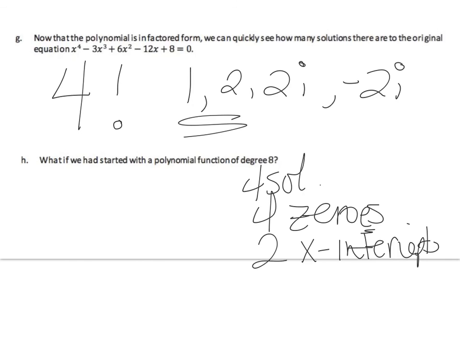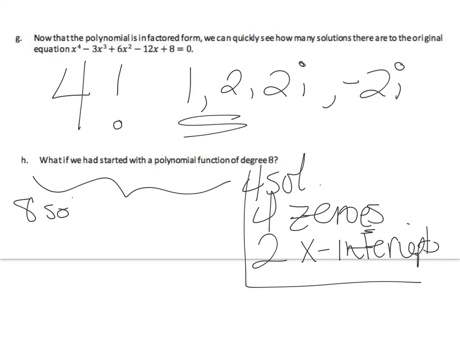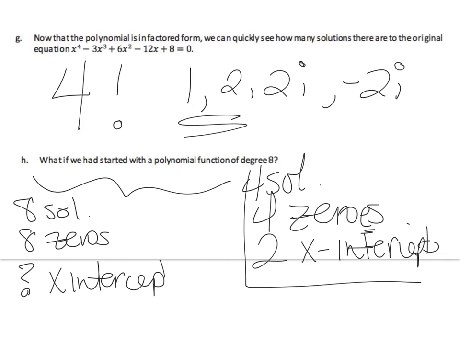Cool. So what if we had started with a polynomial function of degree 8? Well, we would have 8 solutions, 8 zeros, and we don't know how many x-intercepts, right? We just don't know.